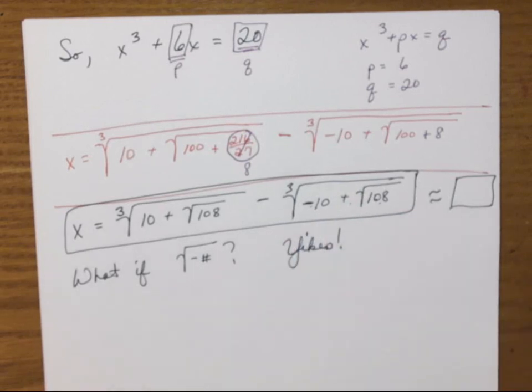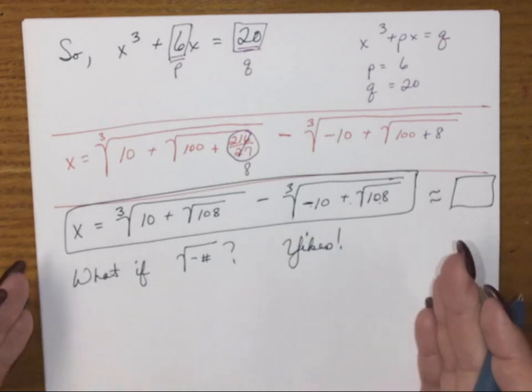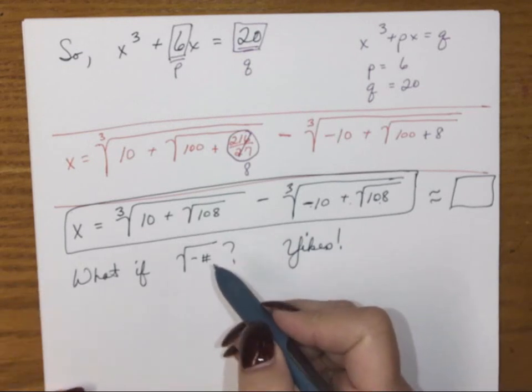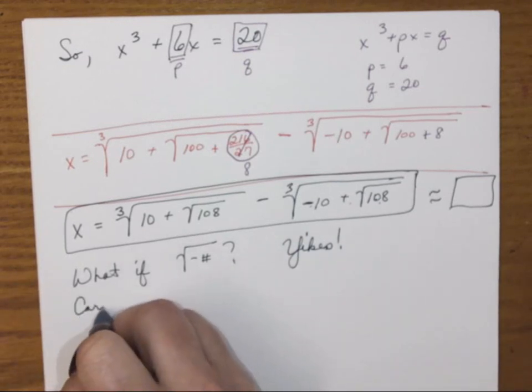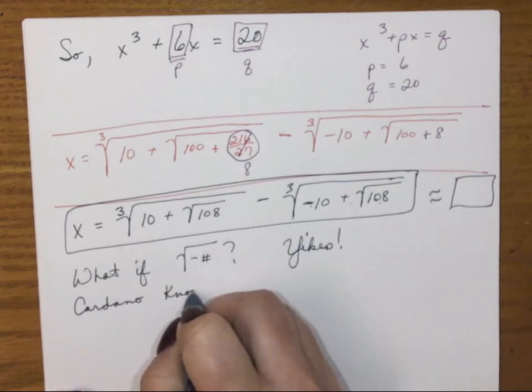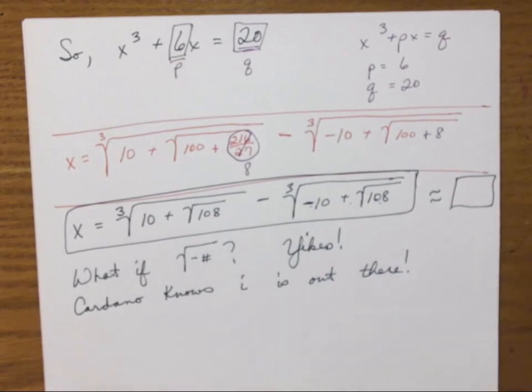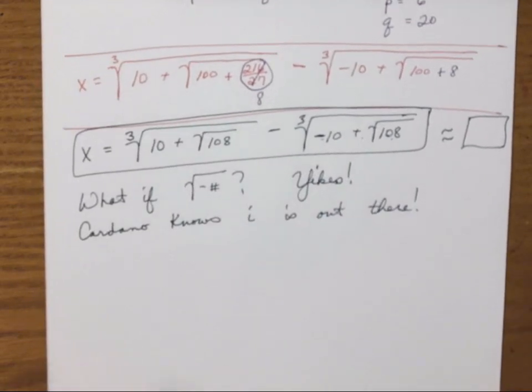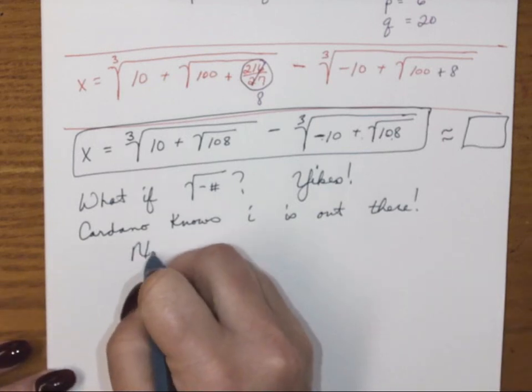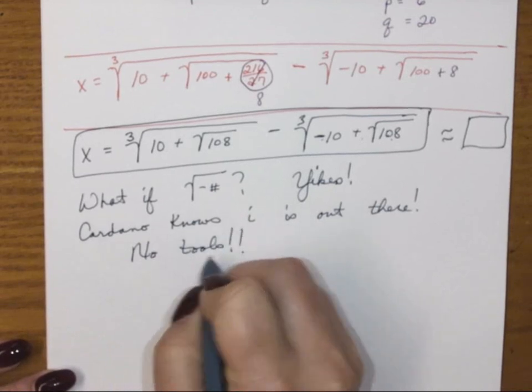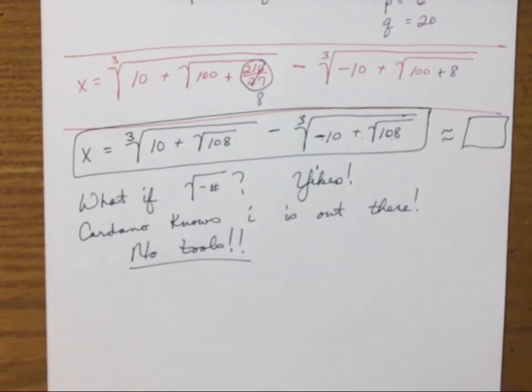However, what's going on here is that Cardano knows that some of his solutions have the negative number inside of the radical. So Cardano knows i is out there. He knows it's there. He knows it's coming. He just doesn't quite know how to use the i, how to notate it, that kind of thing. There's no way for him to work with it yet, so he has no tools yet, like we do. That's his problem. I just don't know what to do with it.